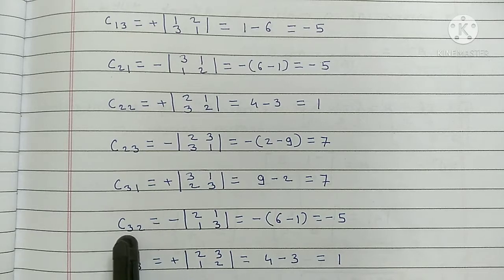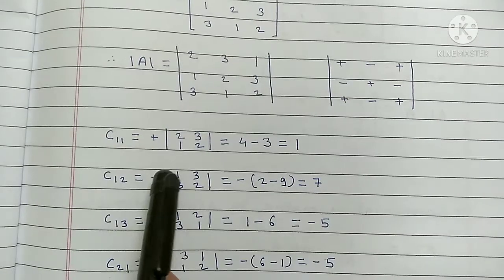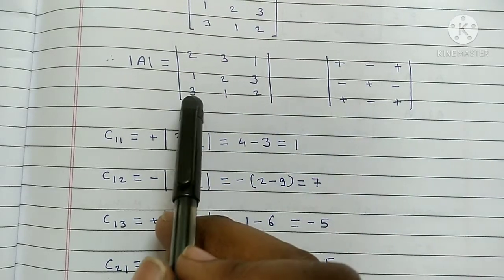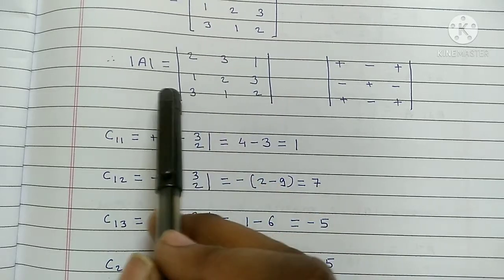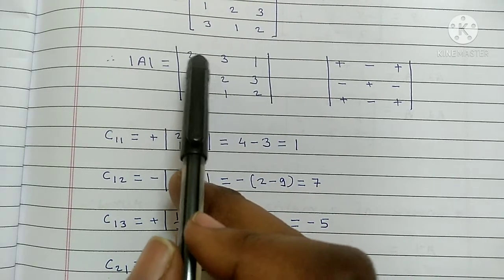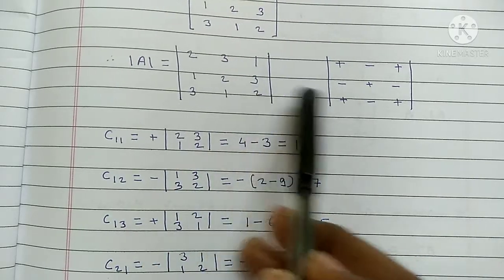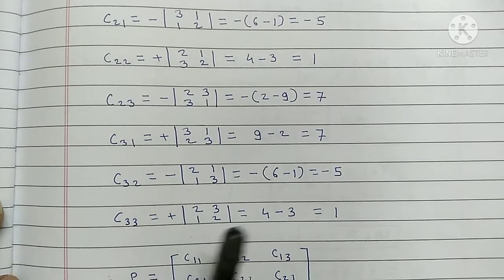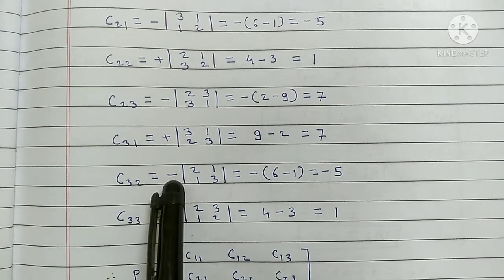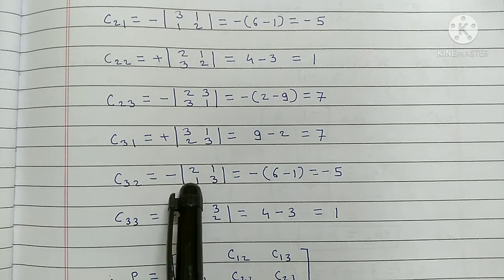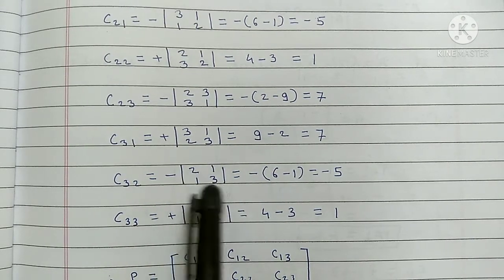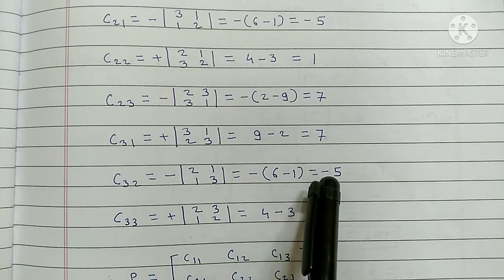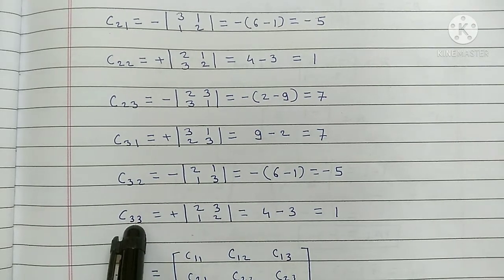Now next is C32. C32 means this element, corresponding sign minus, it is in third row, second column. So delete third row and second column. So 2, 1, 1, 3. C32 is equal to minus sign and determinant of 2, 1, 1, 3. So minus sign as it is, 2 into 3, 6, minus 1 into 1, 1. So 6 minus 1 is 5. So it's minus 5.